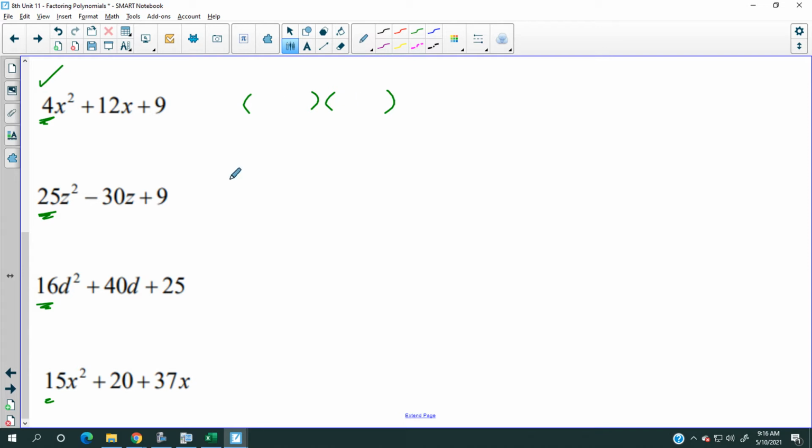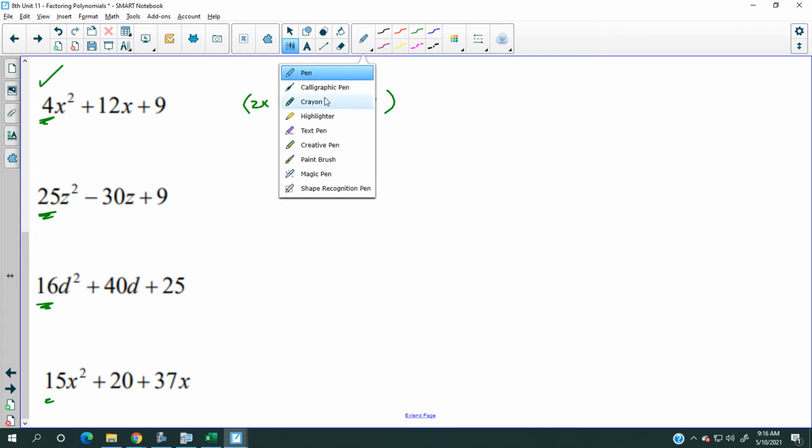Both expressions are the same. So that means that has to be 2x, right? Because you're not going to do 4x times x. And then how do you get 9? 3 and 3, right? And since they're both positive, they both have to be positive.